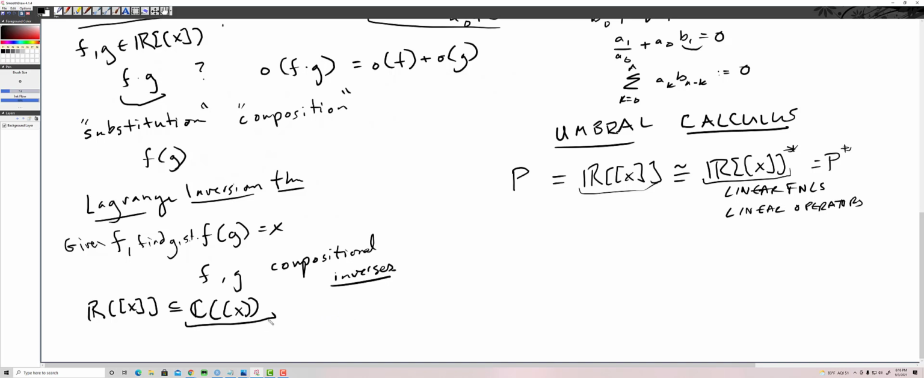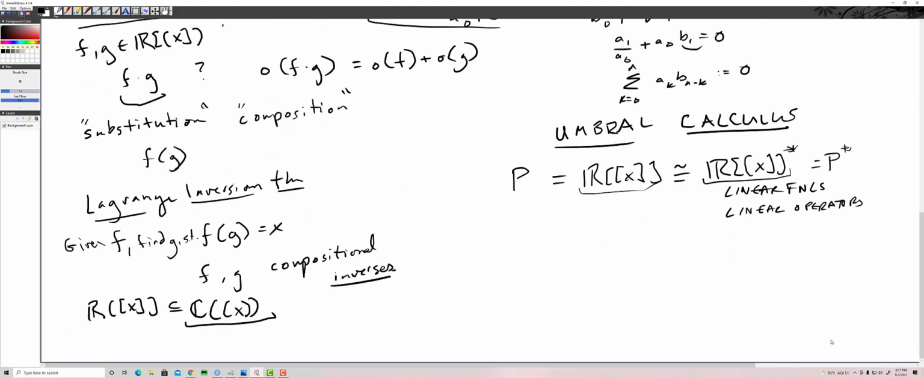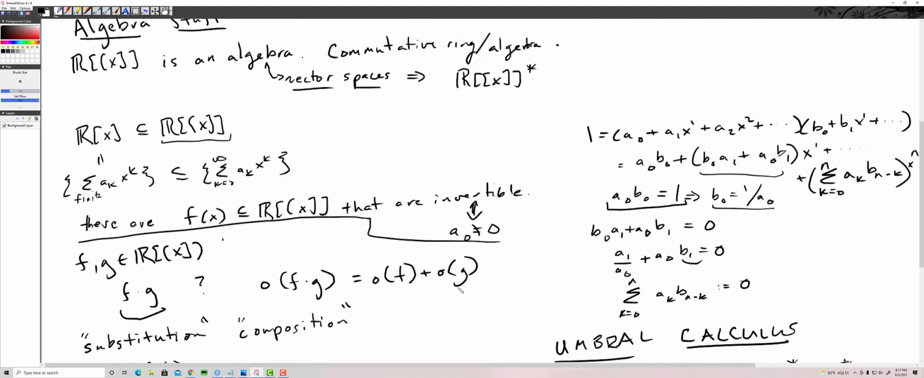And so what you'll have to do to get into this field is kind of divide off the lowest power of x, and then you'll have something invertible, and bada bing, bada boom, you can make it go. That's pretty much all I want to say about this. We'll work on Lagrange inversion theorem next.